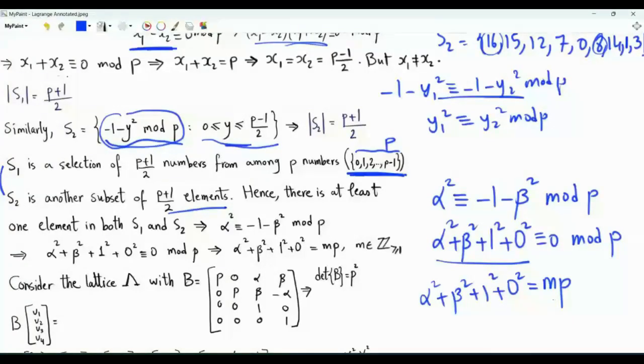This is not exactly what we want to show. We want to show that p itself can be written as the sum of 4 squares. Now we have a multiple of p that can be written as the sum. What about p itself? This is where we can employ Minkowski.